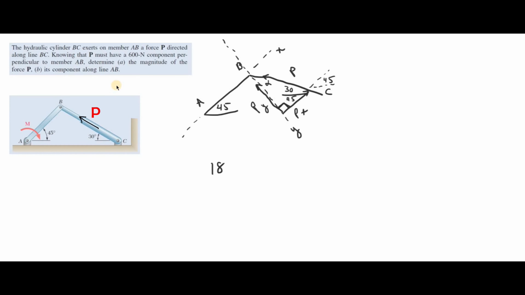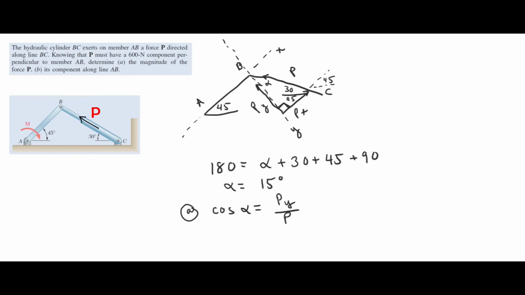So now doing some simple math, we know that 180 degrees is equal to alpha plus 30 plus 45 plus 90. So now solving for alpha, we get 15 degrees. So now we can go ahead and solve for the first part of the problem, the magnitude of the force P. This will give us cosine of alpha is equal to Py over P. Since we have two knowns, cosine of 15 is equal to Py, which is given to us in the problem, which is 600 newtons, over P. Solving for P will give us 621.17 newtons.